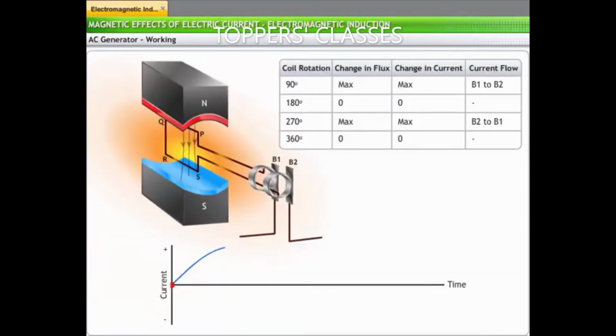Thus, the current rises and falls for every 180 degrees of rotation of the coil in opposite directions alternately. The faster the coil turns, the greater the frequency of the current produced by the generator.